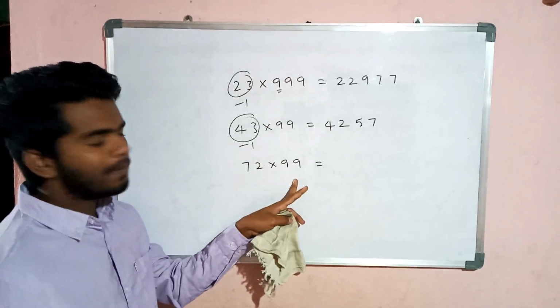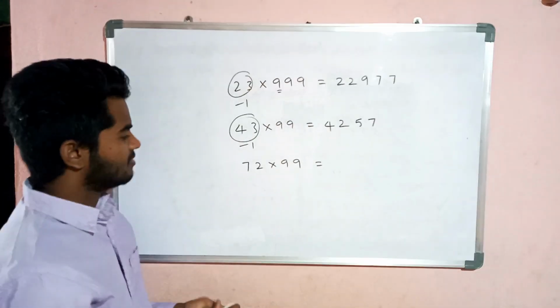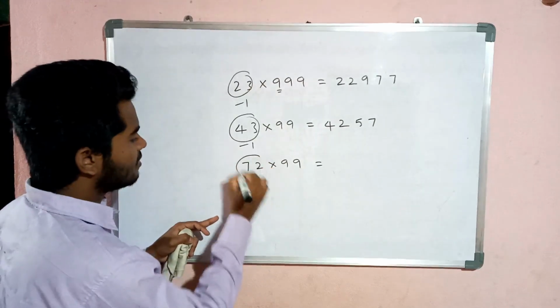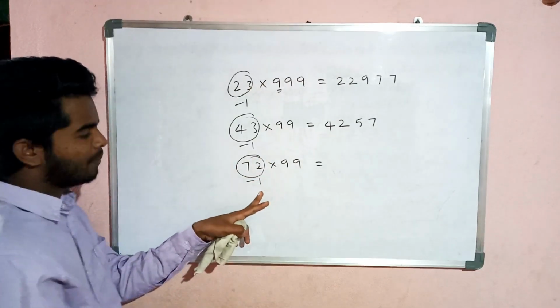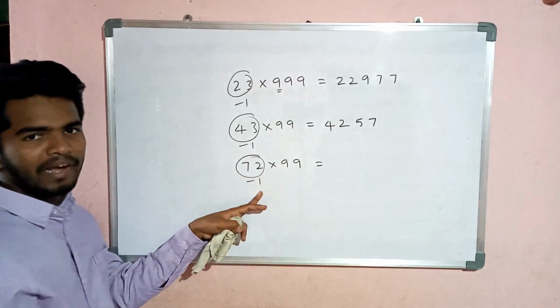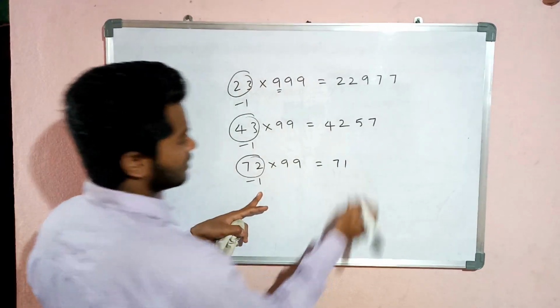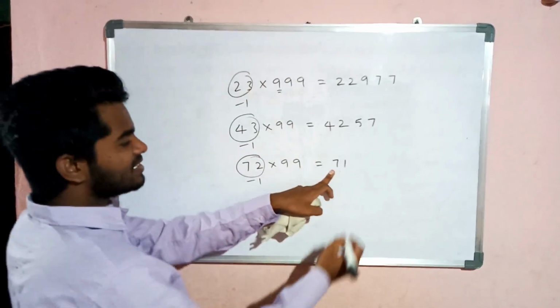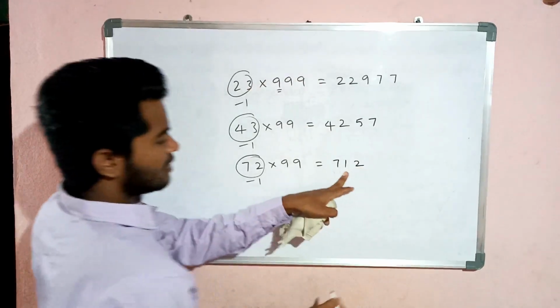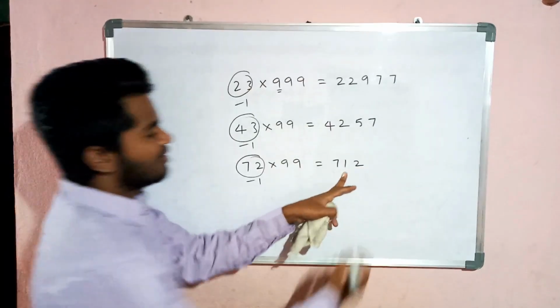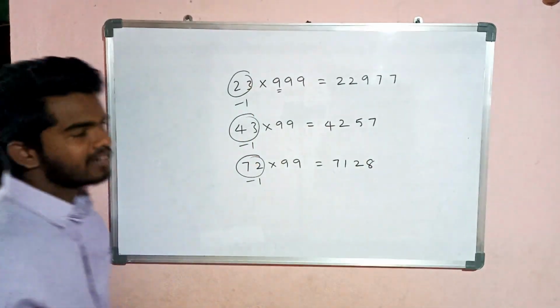72 multiplied by 99. Subtract 1 from this number. 72 minus 1 is 71. 9 minus 7 is 2. Next, 9 minus 1 is 8.